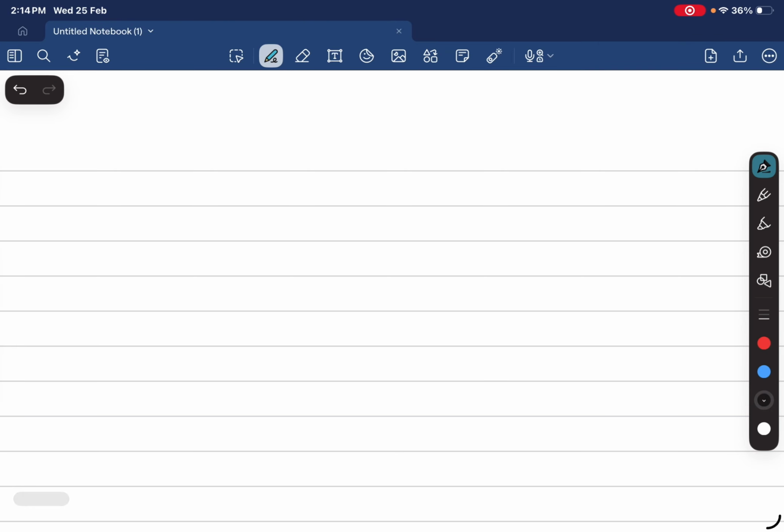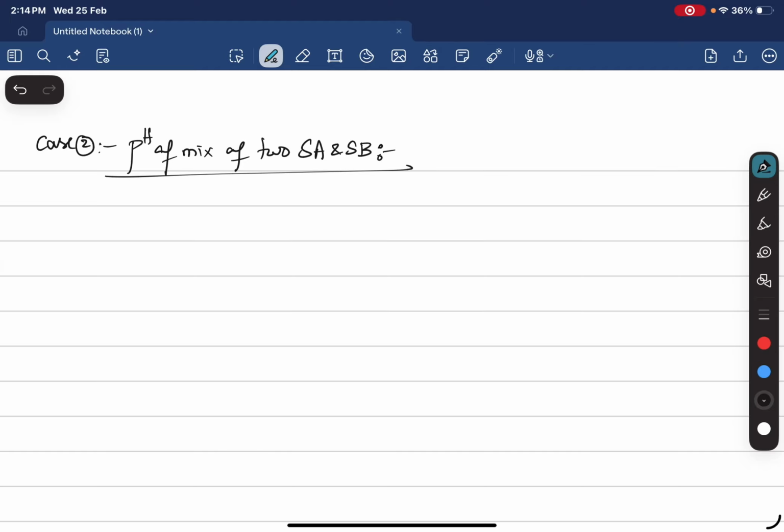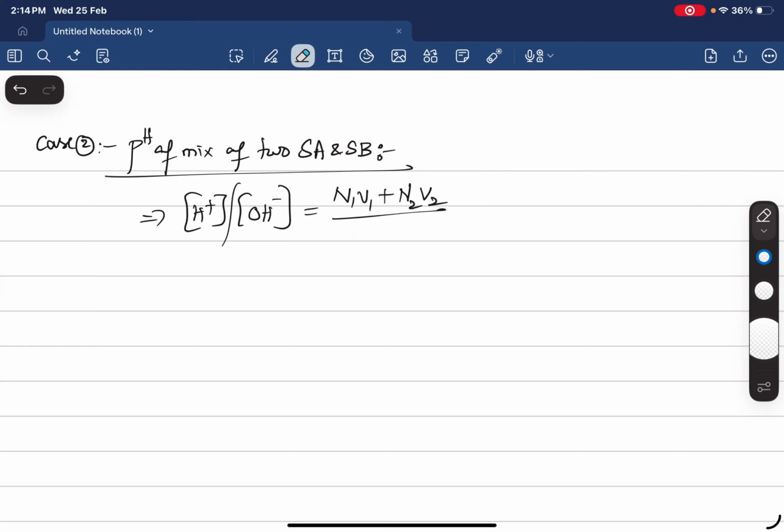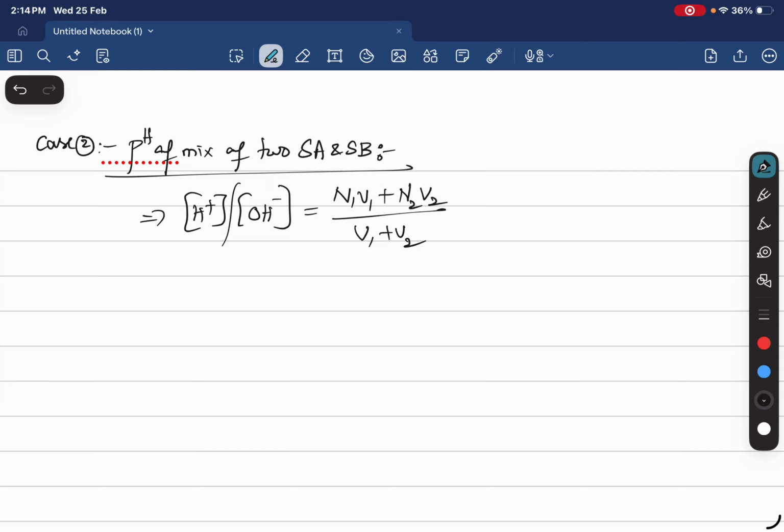Coming to next, different cases. Case 2, pH of mixture of 2 strong acids and strong bases. So if you add 2 acids or 2 strong bases, then we can write this formula: N1V1 plus N2V2 by V1 plus V2. It is just a normal mixture of strong acid and strong base. Suppose for H plus you can do this way, for OH minus you can do the other way.